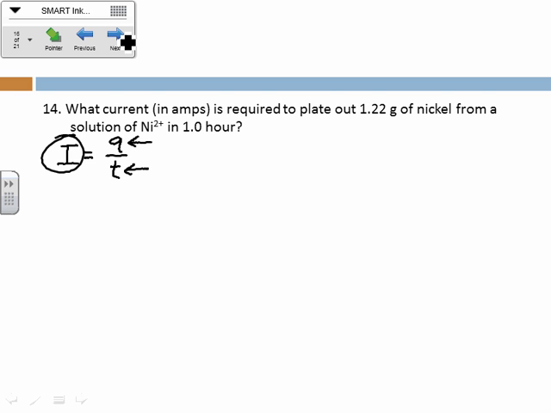They already gave us the time, we just have to convert this to seconds, but we've got to figure out our charge, and the only way to do that is to do some stoichiometry starting with the 1.22 grams of nickel. Now the half reaction that's occurring here, we're starting with nickel 2+, so in order to plate out, in order to make solid nickel, we must be adding 2 electrons here. That's going to make solid nickel, which is what we're doing in this particular process.